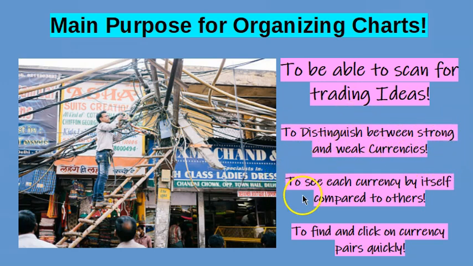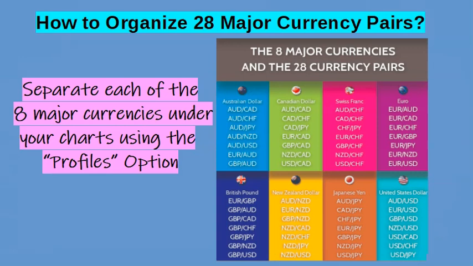The next thing is to also see each currency by itself compared to the other currencies, like when you're pairing them up, right? And I'll show you exactly what I mean by that in a minute. And then finally, to find and click on currency pairs quickly. Okay, so we're going to look at this and how it's done, and what I do. So let's go to here.